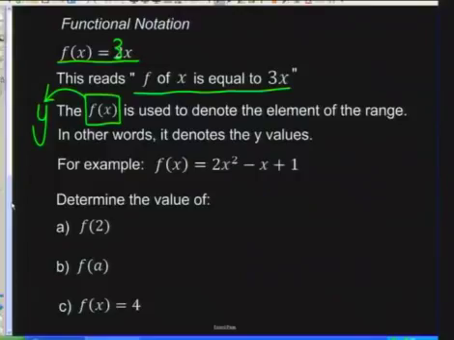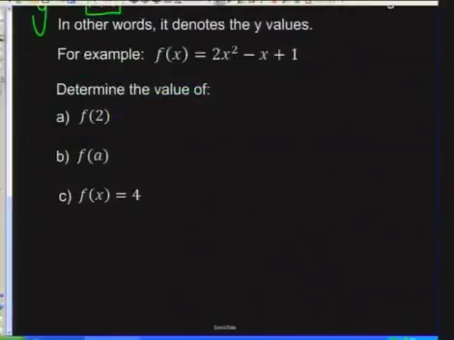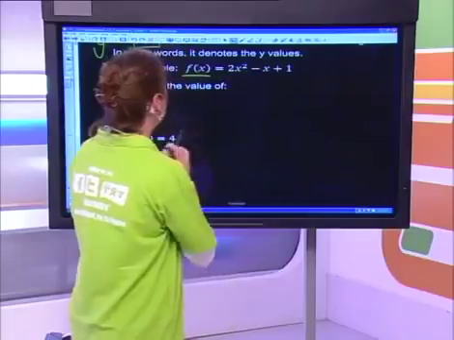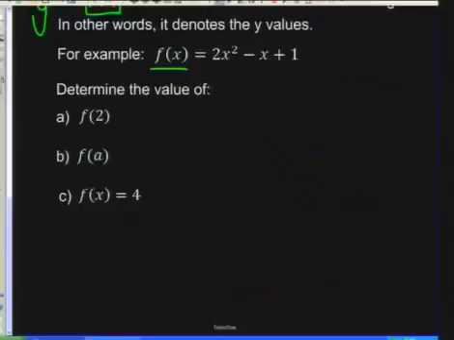Okay, let's have a look and see what we've got in terms of this notation. Just to get you familiar with it, let's take an example. We've said that f of x is just another way of saying y. F of x is equal to 2x squared minus x plus 1. This is what they're asking us to do: determine f of 2.